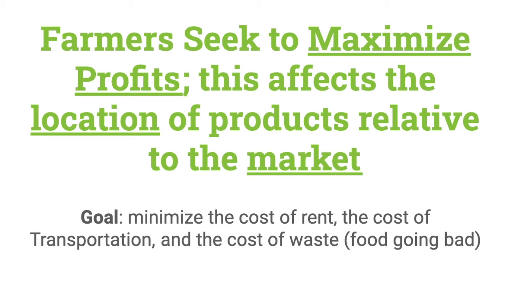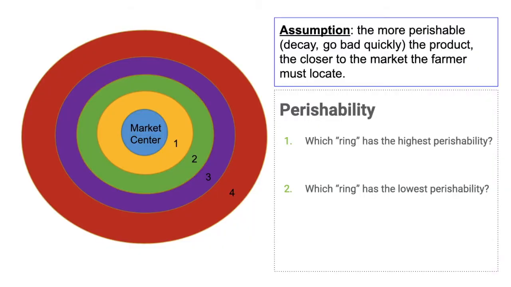Our entire goal is to maximize profits. This is done not just by making a lot of revenue in sales, but also minimizing the cost of rent, minimizing the cost of transportation, and minimizing the cost of waste or food going bad. So to do all these things, we have to consider some assumptions that von Thunen was making in his model. One is that the more perishable the product, the closer to the market the farmer would locate. So which ring would have the highest perishability and which ring would have the lowest?